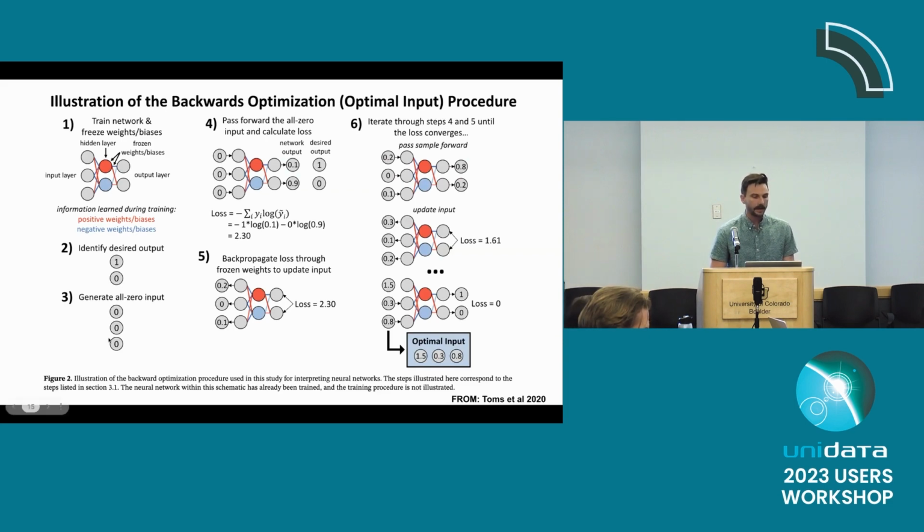We then generate an input space, which in this case would be all the points of SST across the globe. And we pass all those 0 inputs into the network and calculate the loss. So in this case, the network output for this example is 0.1% El Nino, 0.9% La Nina.